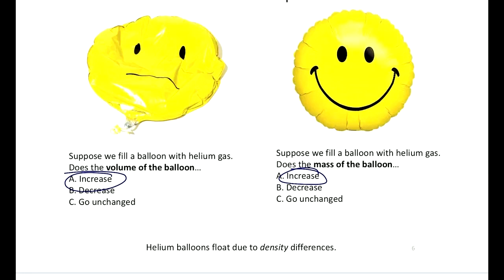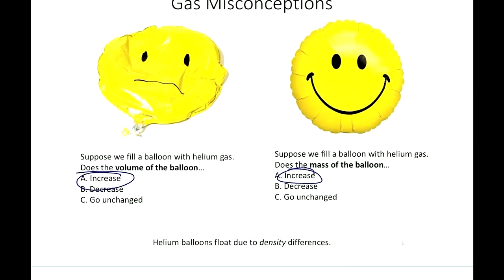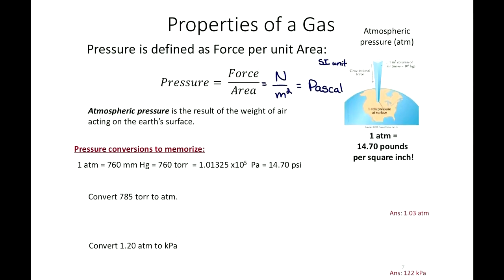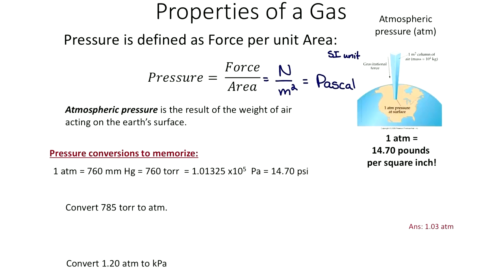That's not the case. And that's a common misconception. Okay. All right, properties of a gas. So how we can measure them. We've already talked about temperature and volume and stuff. So a new one is pressure. Pressure is defined as a force per unit area.